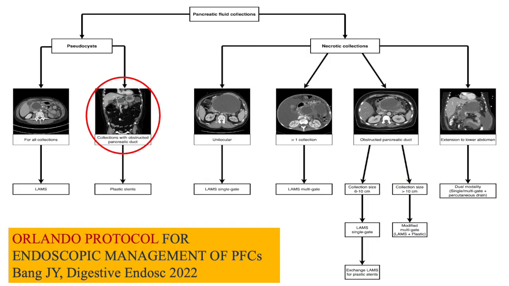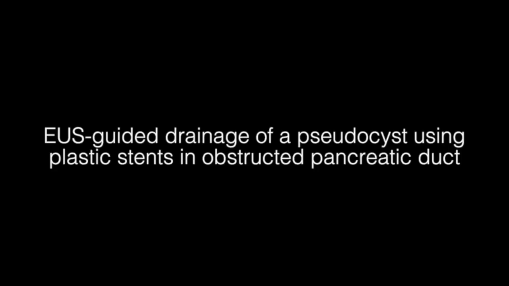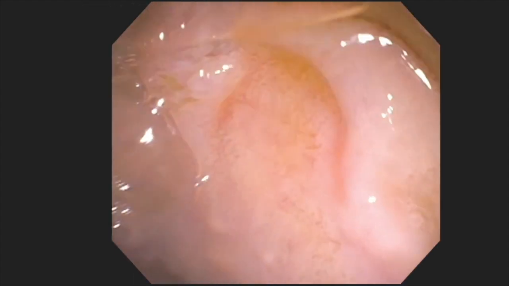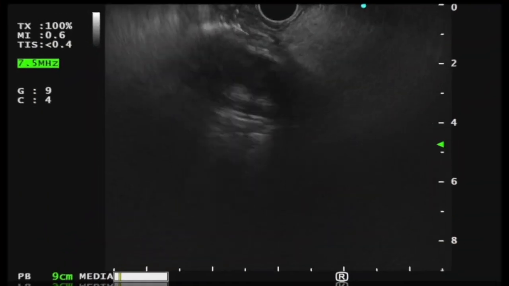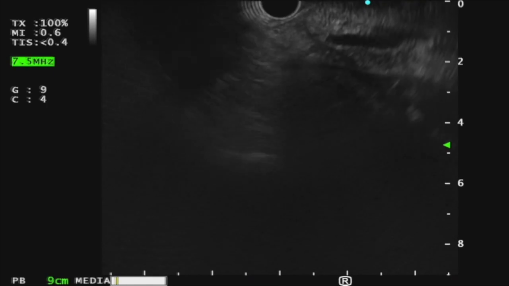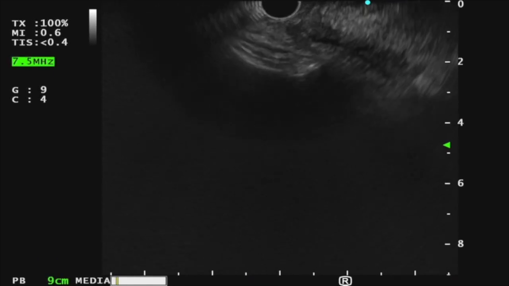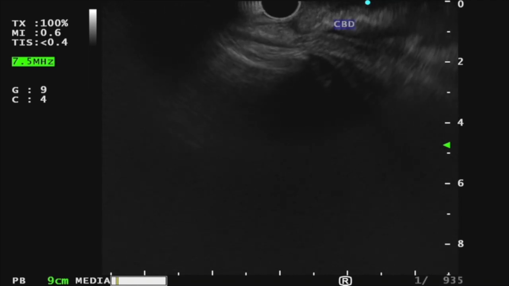Plastic stents are required for drainage of pseudocysts in the setting of an obstructed pancreatic duct that cannot be endoscopically treated, as the stents must indwell indefinitely. A patient with chronic calcific pancreatitis and symptomatic pseudocyst underwent an EUS examination. The echo endoscope was passed into the second portion of the duodenum, where a stone was visualized within the main pancreatic duct in the region of the neck of the pancreas.